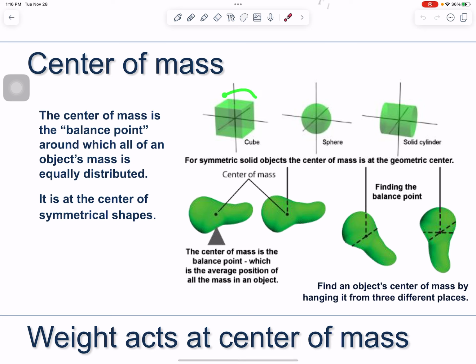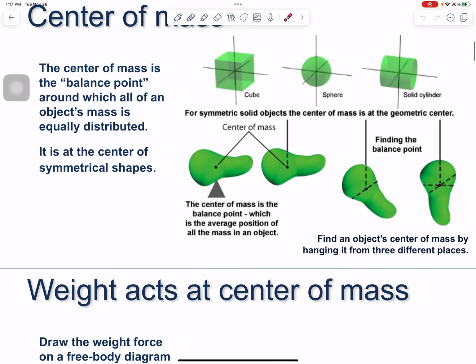When you have a symmetric object, the center of mass is dead in the center. But when you have an asymmetric object, the center of mass is either right above or right below the balance point. And if you want to find the center of mass of an object, the typical thing to do is to hang it. You'll draw a line, and then you hang it from a different place and draw another line, and then hang it from a third place and draw another line, and where those three lines intersect is the center of mass. Don't need to worry about that, just know that forces act at the center of mass.